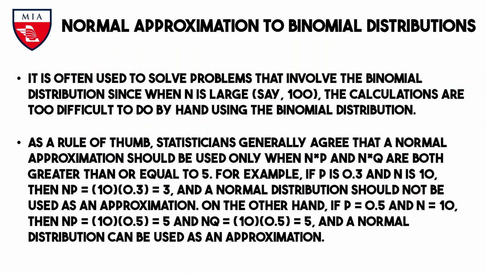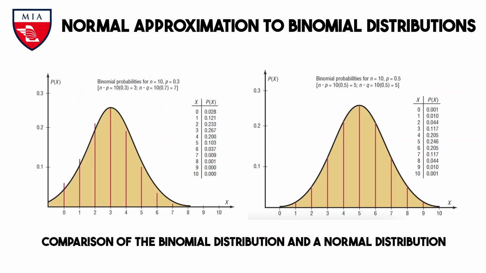Next, we have normal approximation to binomial distribution. It is often used to solve problems that involve the binomial distribution, since when n is large, say 100 or more, the calculations are too difficult to do by hand using the binomial distribution. Therefore, we will use this normal approximation. Okay? So, not so important.